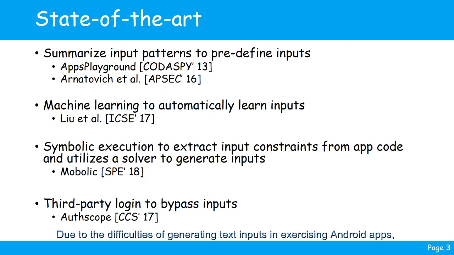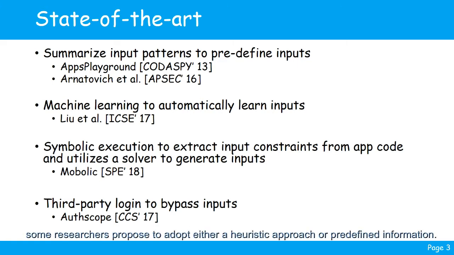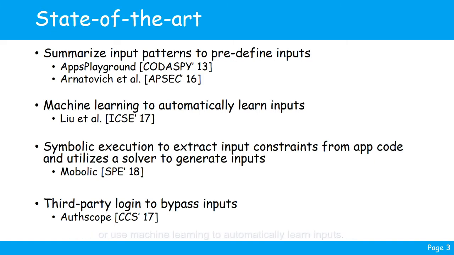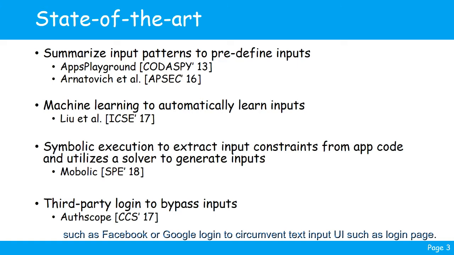Due to the difficulties of generating text inputs in existing Android apps, some researchers propose to adopt either a heuristic approach or predefined formation. For example, summarize the input patterns into predefined inputs, or use machine learning to automatically learn inputs. Besides, several other tools use predefined third-party login, such as Facebook or Google login, to circumvent text input UI, such as the login page.